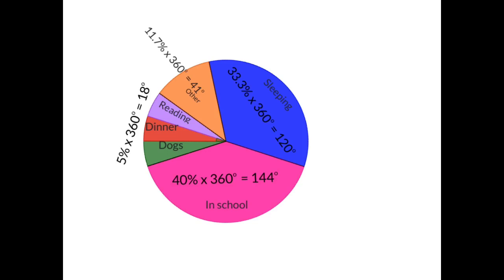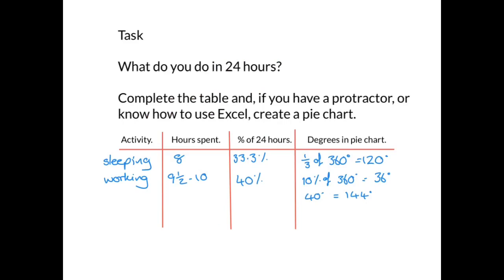So it's important that the degrees add up to 360 and the percentages must add up to 100. So I would like you to do this task for yourself. What do you do in 24 hours? I'd like you to copy the table below and complete it. So you're going to put in the activity, the number of hours spent doing it, what percentage of the day that is, and then you're going to work out how many degrees it would represent in your pie chart.